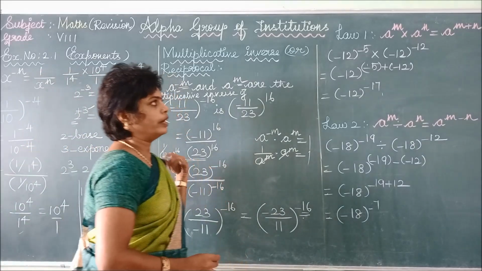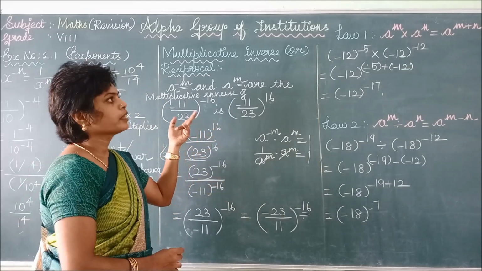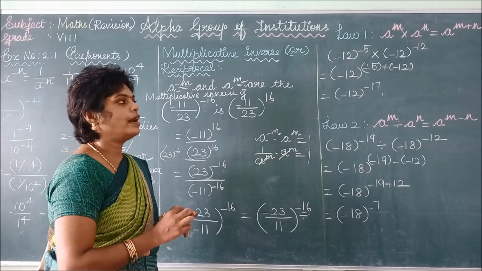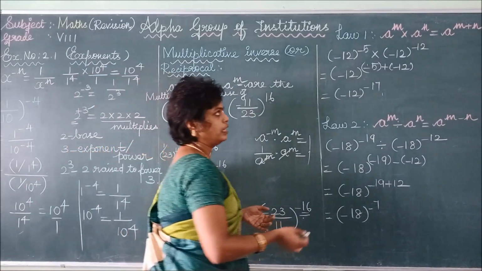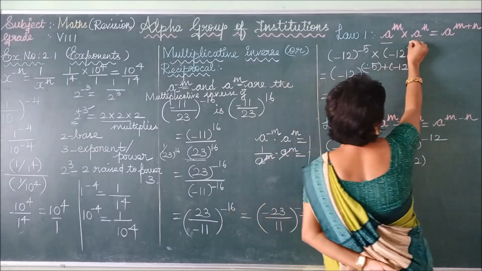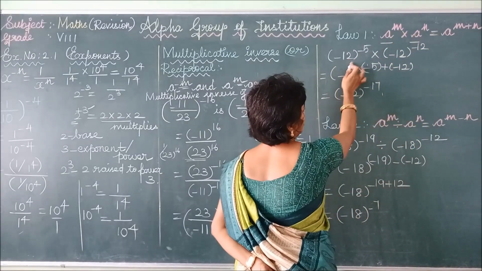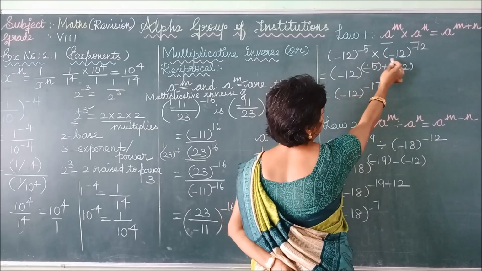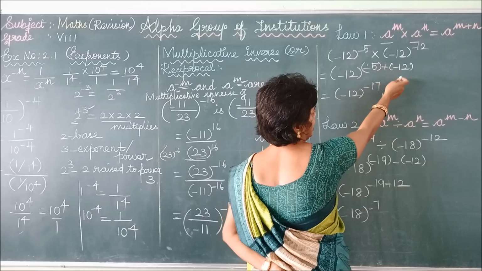So look at the next one: laws. I have taught you two laws here. What is our first law? A power m into a power n is equal to a power m plus n. That means the bases are the same, so you can add the powers. Our question is minus 12 whole power 5 into minus 12 whole power minus 12. The bases are the same, so you can add the powers.